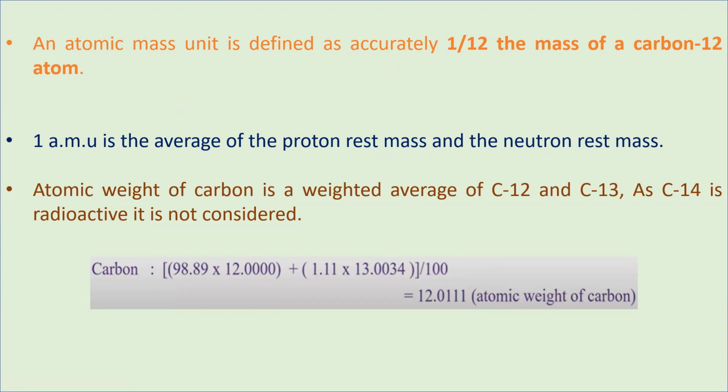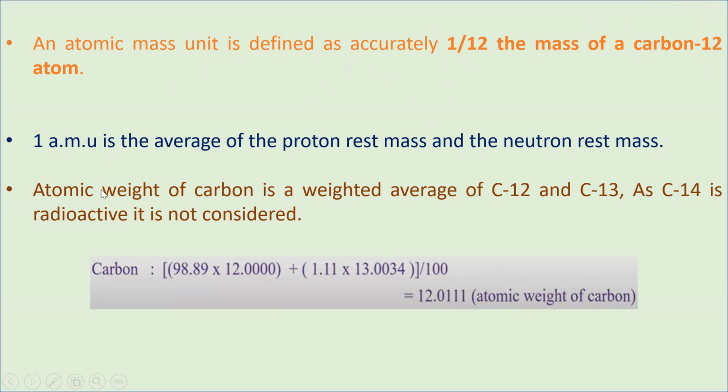And so the atomic weight of carbon is a weighted average of C12 and C13. Basically, carbon has three isotopes: carbon 12, carbon 13 and carbon 14, out of which carbon 14 is radioactive. So it will ultimately decay, so it will be zero. Now, atomic weight is calculated from the atomic mass of C12 and C13.